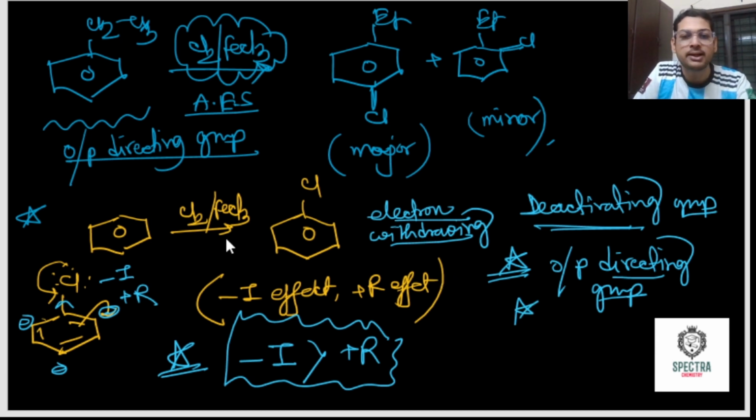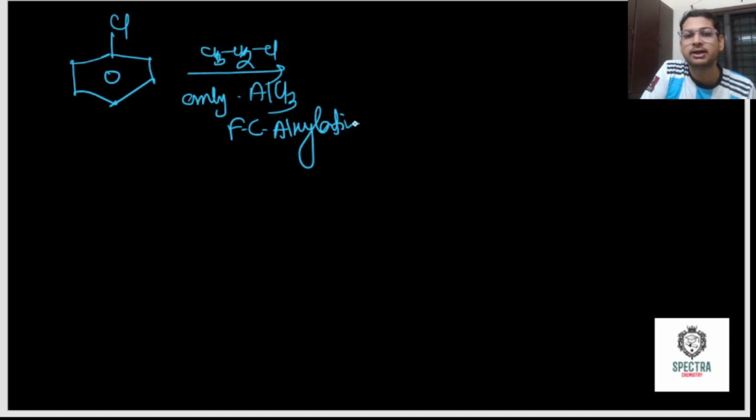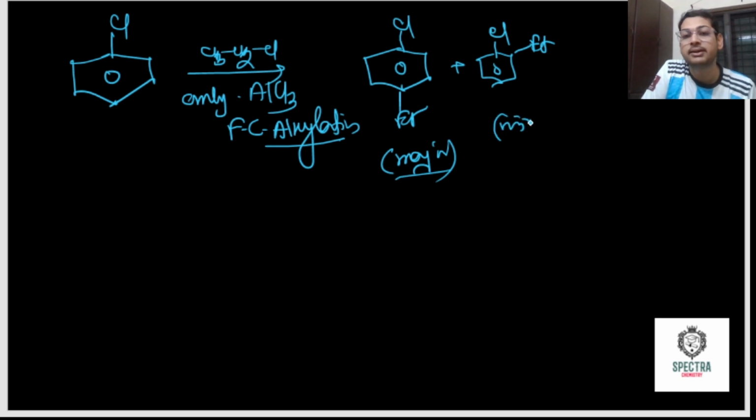Okay, sir, if they are ortho-para directing, then I cannot do the reaction, right? Yes, so your reaction cannot be successful by this process. If you add CH3CH2Cl and anhydrous AlCl3, that means if you do Friedel-Crafts alkylation, you will end up with chlorine having Et here and chlorine having Et here. Got it? You cannot get the meta. Obviously, this is your major and this is your minor. But what you want is the meta product.